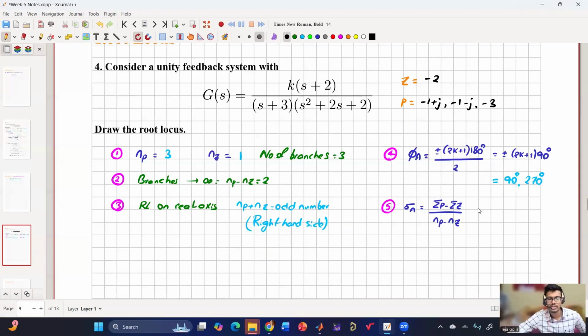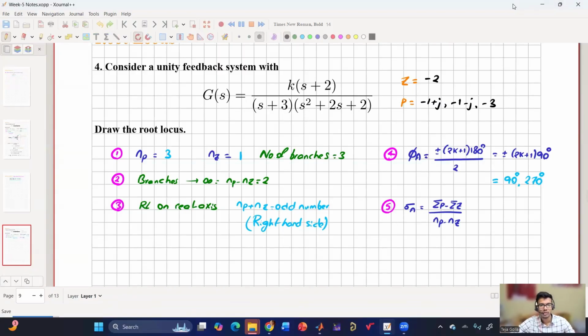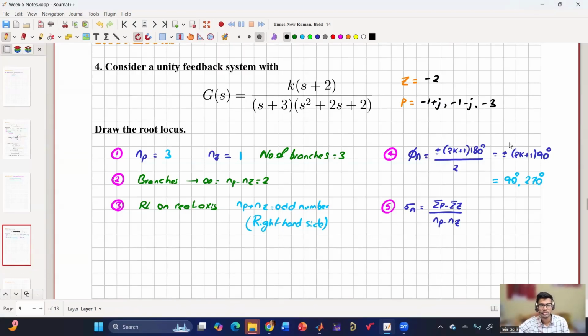So now what will be sigma n? Sigma answer minus 1 minus 2 minus 5 upon 2. That is minus 2.5, sir. Okay. Summation of poles is how much? So let me calculate here only so that it will be easy. Summation of zeros is minus 2, right? Yes, sir. And summation of poles is minus 5.